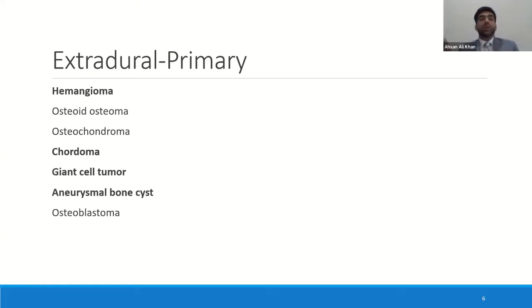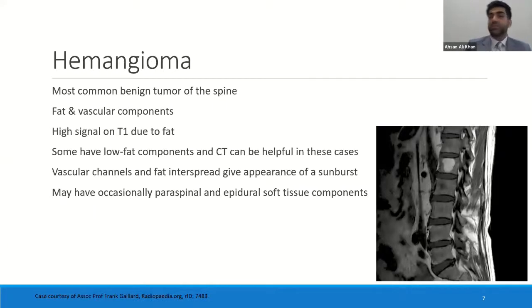So when I'm talking about the extradural tumors, primary, mostly I'm talking about the primary bone tumors, right? So the hemangioma, osteoid osteoma, osteochondroma, chordoma, giant cell tumor, aneurysmal bone cyst, osteoblastoma. Not very common, but for the sake of this topic, I'm going to touch all of them in some detail so that you have an understanding. So let's start with hemangioma.